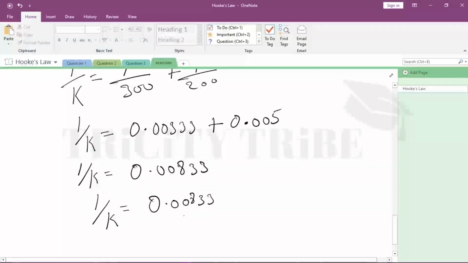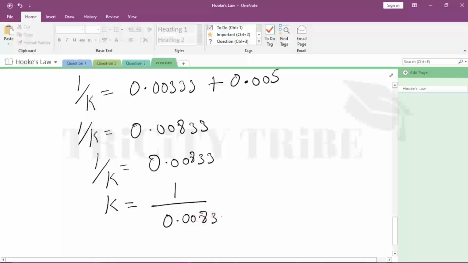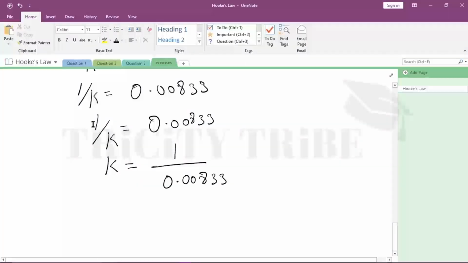So to balance this, we will invert both sides. We have 1 over K here, but we don't want it as 1 over K. We want the answer as just K, not 1 over K. So we have to invert both sides. K is equal to 1 over this number.